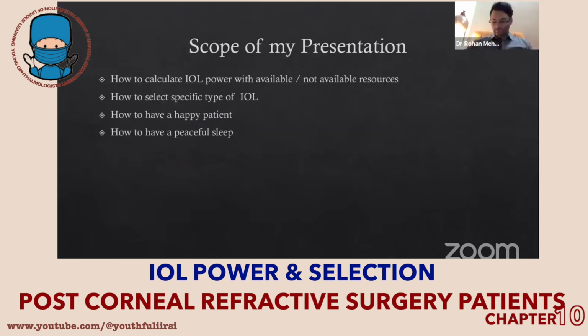So the scope of my presentation would be how to calculate the IOL power with the available resources, and also when these resources are not available. Because this is very important, as Dr. Rohan told me that there will be many youngsters joining in, and not all the resources might be available to them. So how to go about it in those cases? Not only that, once we choose an IOL power, what is the specific type of IOL I should go for? And at the end, you have done enough for the patient, but you have to have a peaceful sleep.